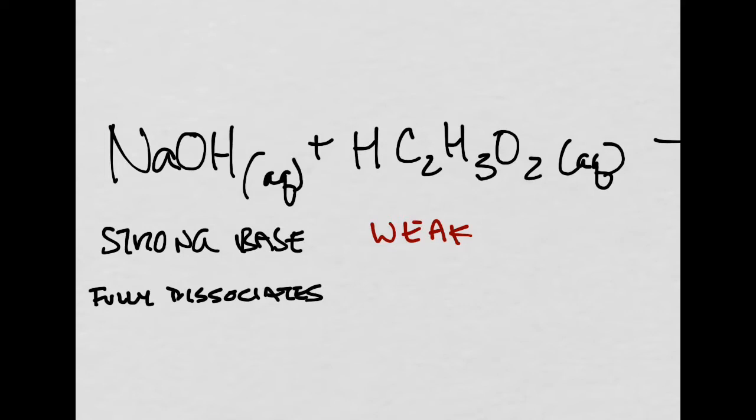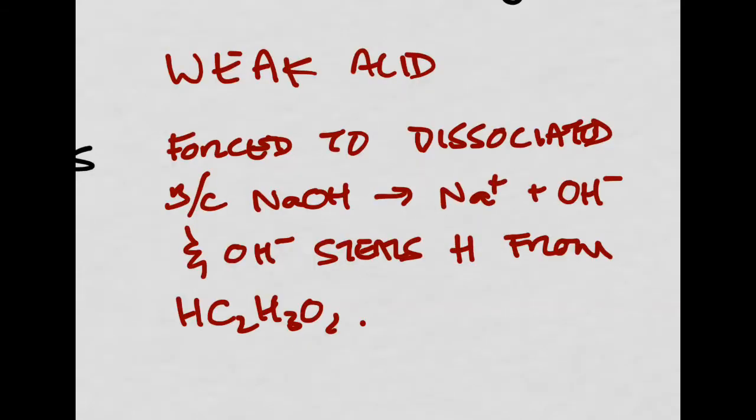However, because it's combining with sodium hydroxide, even though it doesn't want to, it's going to be forced to completely dissociate. The hydroxide ion is going to steal the H from the acetic acid no matter what, even if the acetic acid doesn't want it to. That's what I've essentially written right here. You might want to pause and note that.